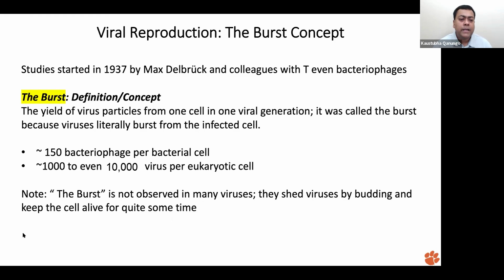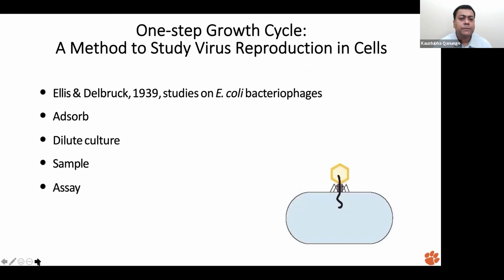So how did Max Delbruck actually study this? Ellis and Delbruck studied E. coli bacteriophages. They take the E. coli cells and add the bacteriophages to them. They allow them to adsorb, which means the bacteriophage will lodge onto the cell wall for a very short period of time. And immediately after that, they dilute the culture.